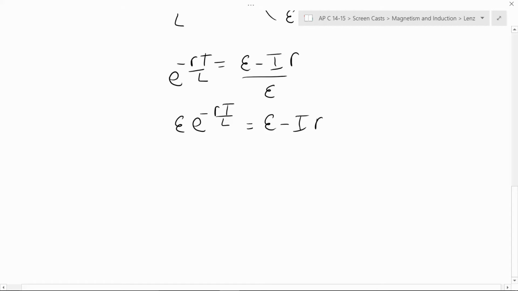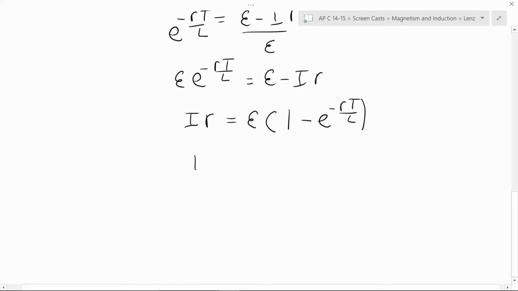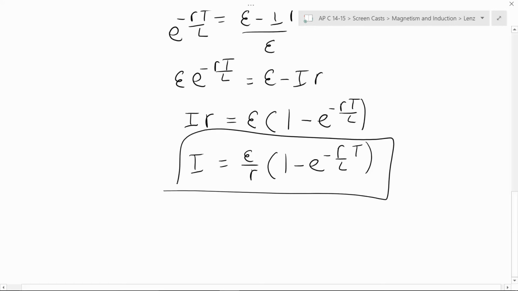Getting a lot closer. We want to get I by itself here. So this is going to come over here and be IR. And I'm going to skip it in one step. That's going to be E times the 1 from the right side, and we bring this over. It's minus E e to the minus RT over L. And that's I equals E over R times 1 minus e to the minus R over L T, which is exactly what we thought it should be.